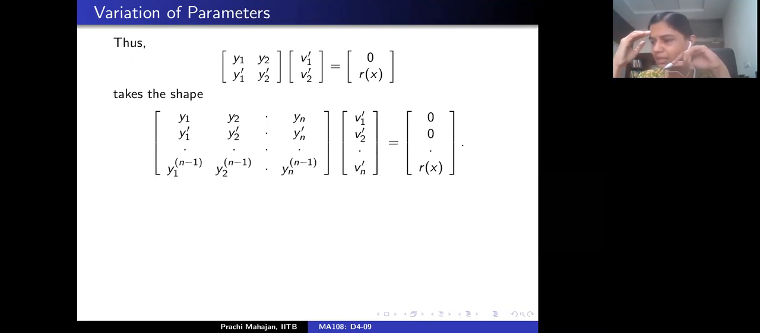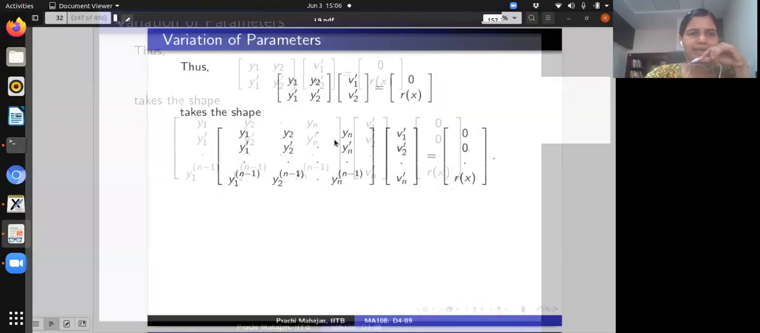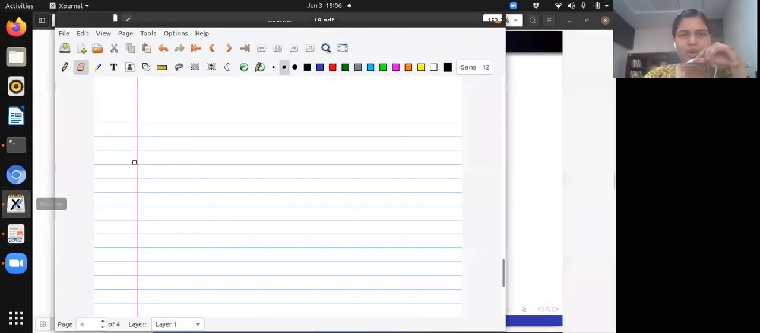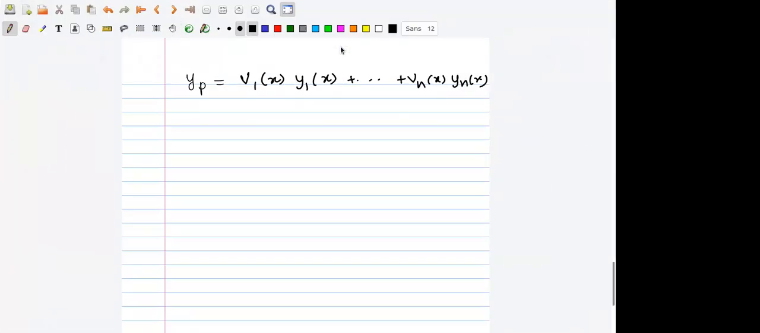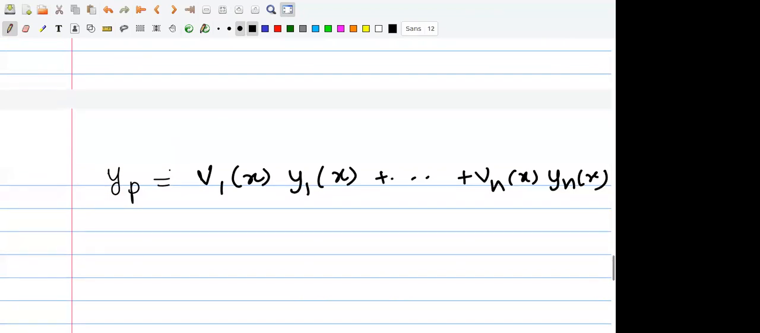And what was this yp? Yp was v1 y1 plus v2 y2. I'll just write that down, maybe that will help. So our candidate solution was this. Remember, v1 was a function here. So yp is v1 y1 plus v2 y2 plus up to vn yn, where y1, y2, yn are the solutions of the associated homogeneous equation.